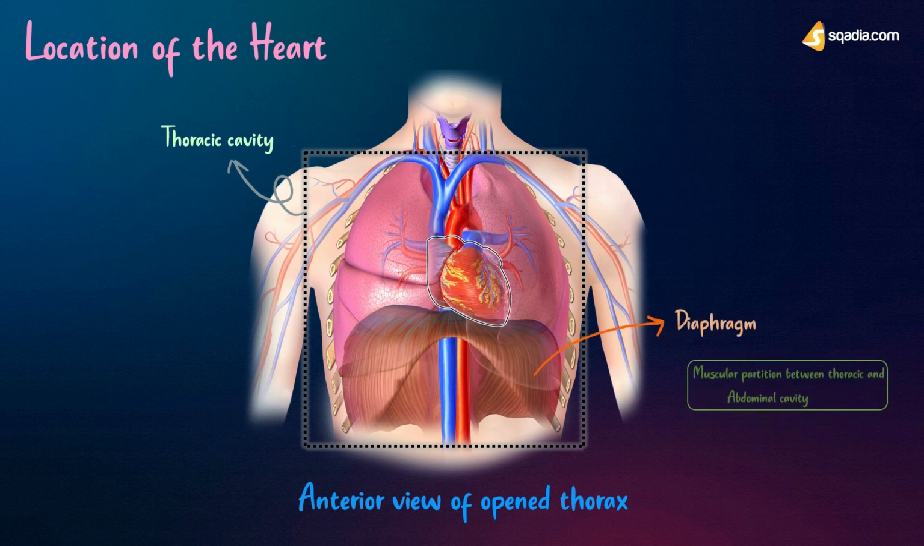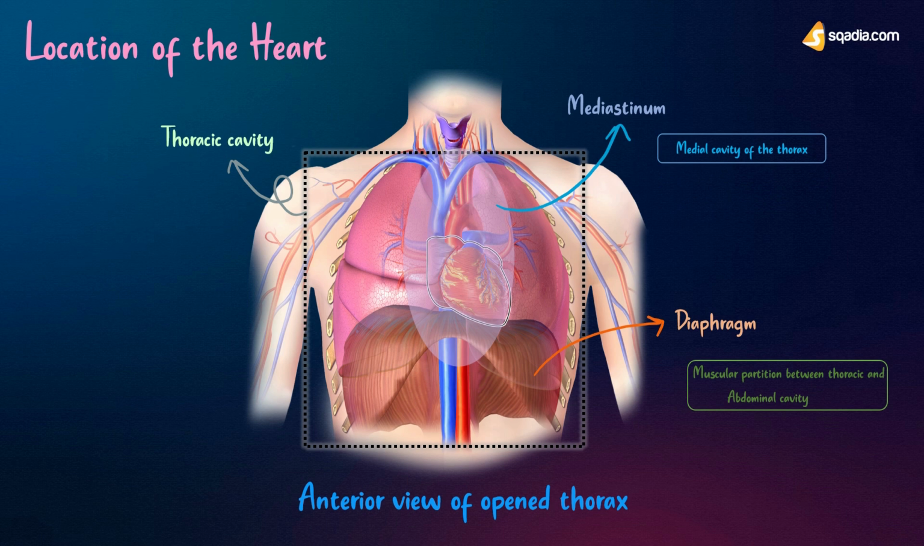That is a muscular partition between the thoracic and the abdominal cavity. Within the mediastinum, which is the medial cavity of the thorax, in between the right and left pleural cavities containing the right and left lungs respectively.